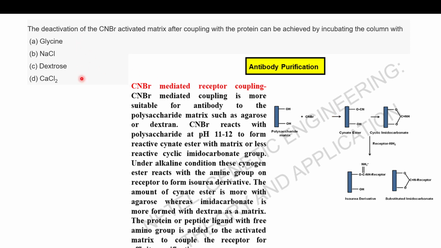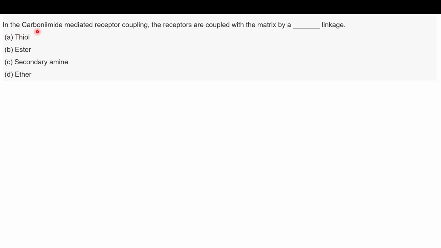So out of these four options, which is having a free NH2 group? Yes, glycine is an amino acid. It will definitely have a carboxyl group and NH2 group, right? See, the other ones won't be having free NH2 groups. Okay. So the option will be glycine, option A.